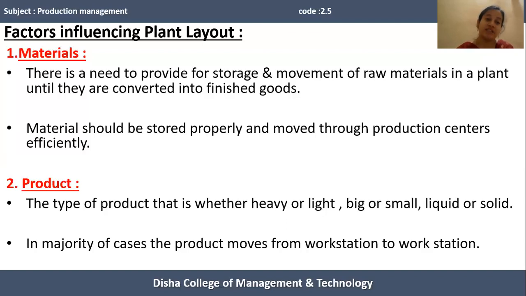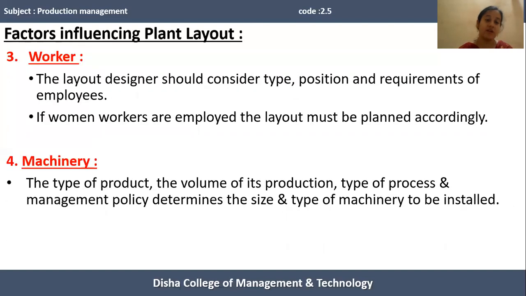So, after considering the material for making a good design related to plant layout, the production manager next has to consider the type of product the firm produces. According to the nature of the product, generally the production manager prepares the layout of the plant so that it provides maximum operating efficiency to the organization. The next factor he has to consider while designing the layout of the plant is worker.